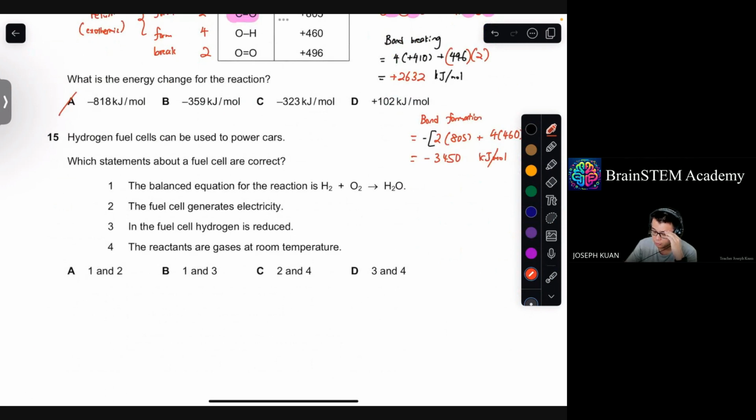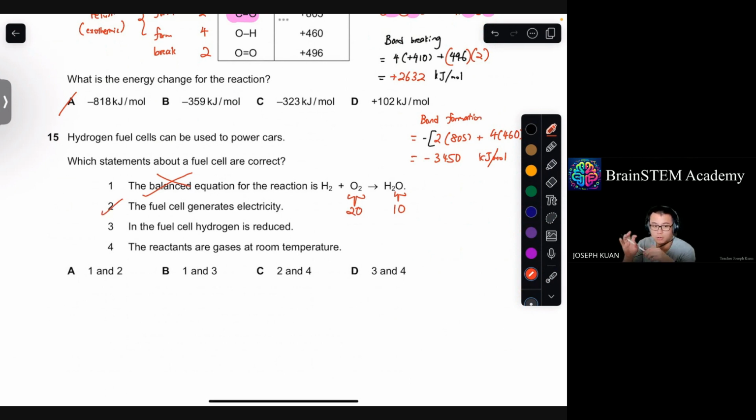Hydrogen fuel cells can be used to power cars. Which statements about a fuel cell are correct? 1. The balanced equation for the reaction is H2 plus O2 turns into H2O. That is not balanced at all. Why? As you can see, there are two oxygen atoms on the left, and only one oxygen atom on the right. So it's not balanced. 2. The fuel cell generates electricity. That is literally what we want, right? That is literally the purpose of the fuel cell.